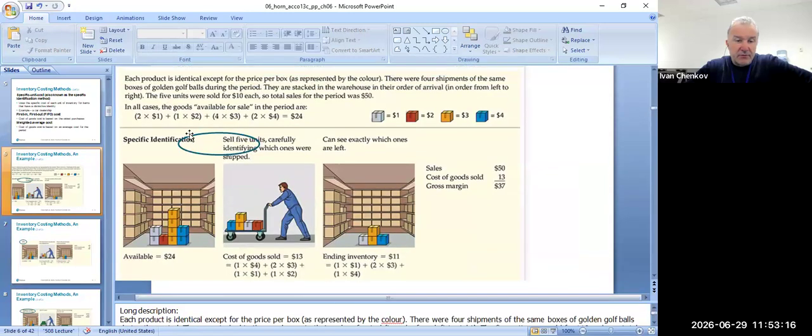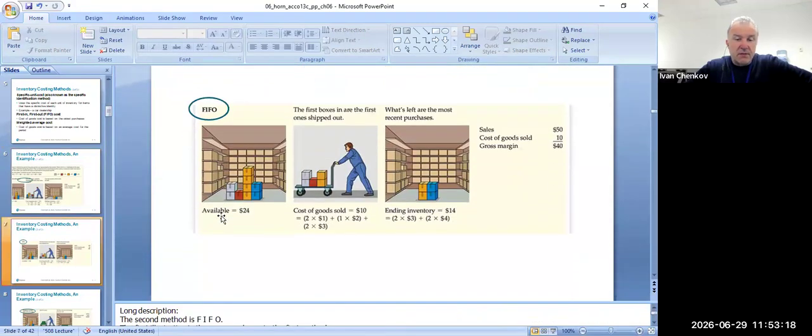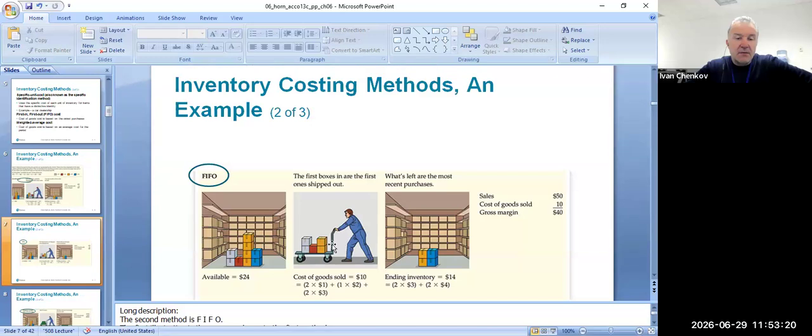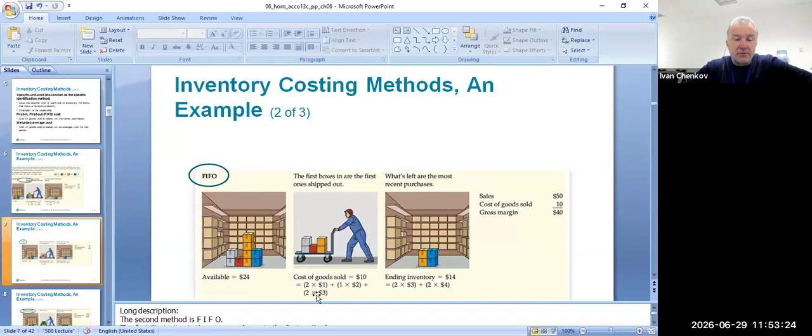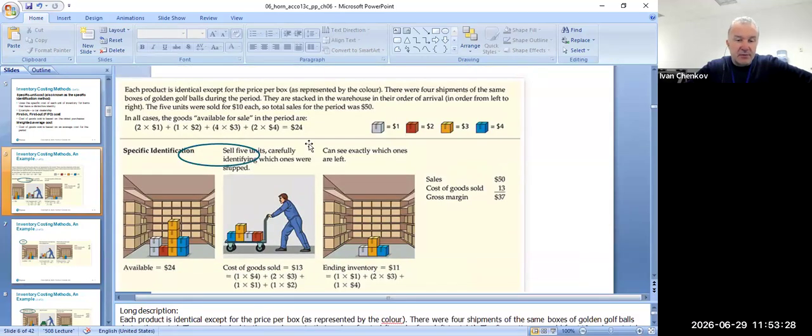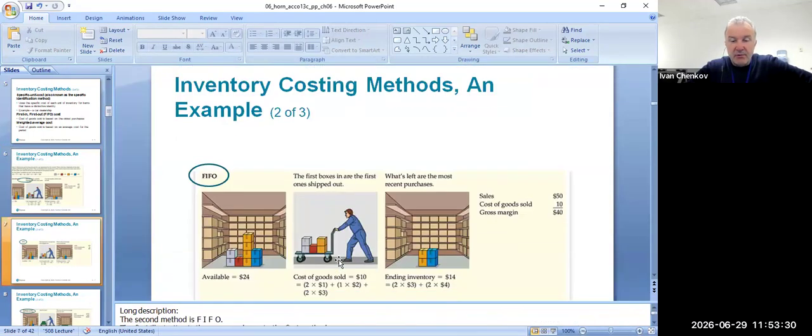Then we purchase one of $2. The next one that goes is one of the $2. And then we sell. The next purchase is for $3, so two of the $3 go. So what's left in our inventory? The last purchases. How many boxes left?